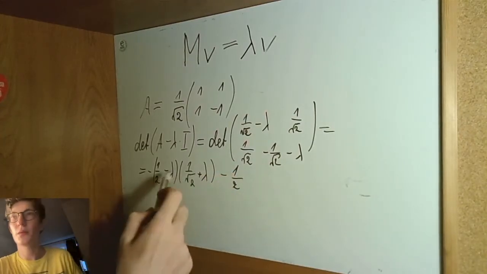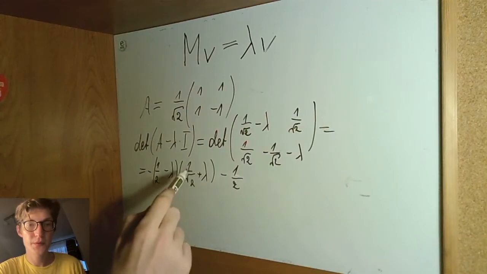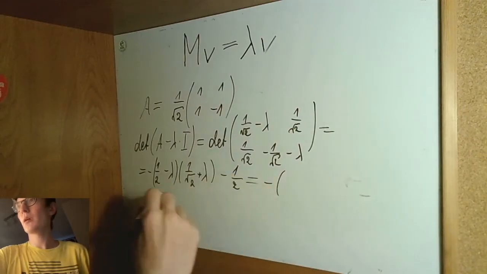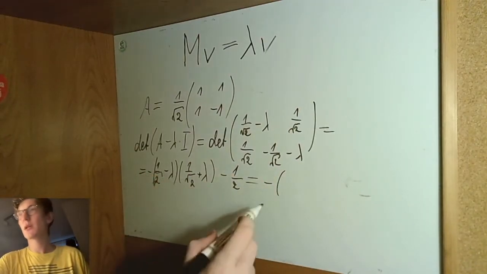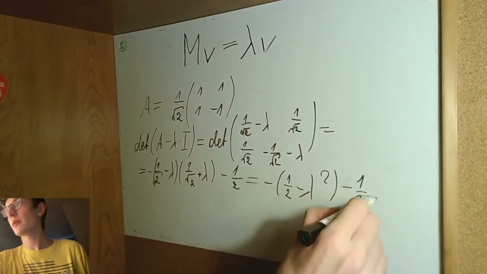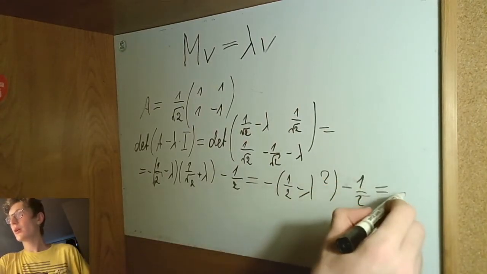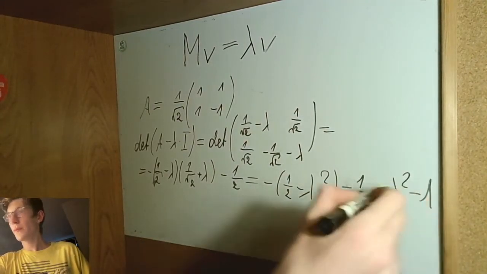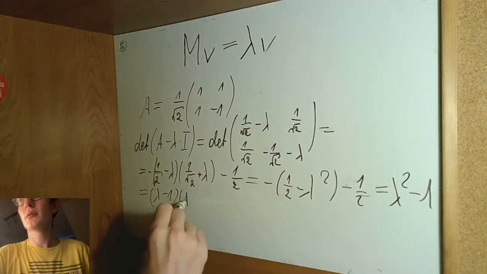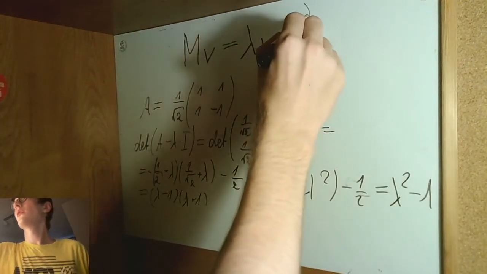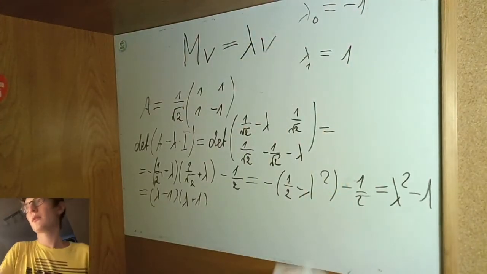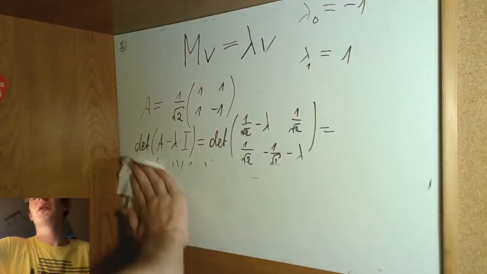Here we see that it will be a difference of squares, right? So we can write it as, wait, it's a square root here, right? So we can write it as half minus lambda squared minus 1/2, and it equals lambda squared minus 1. Okay, so it's lambda minus 1, lambda plus 1, right? So eigenvalues are minus 1 and 1, right? Now we can find eigenvectors.